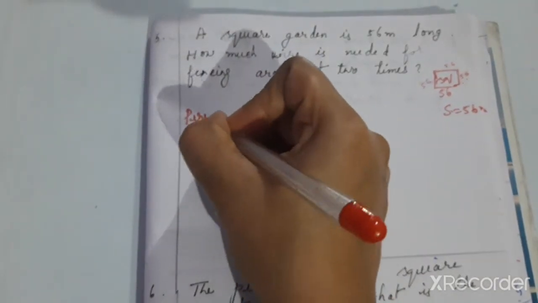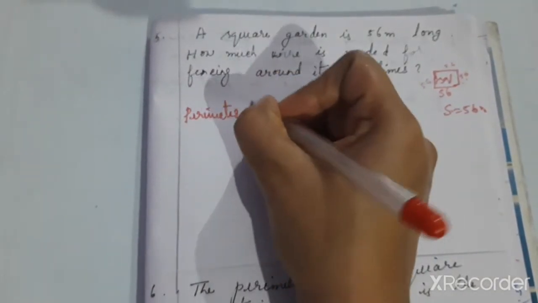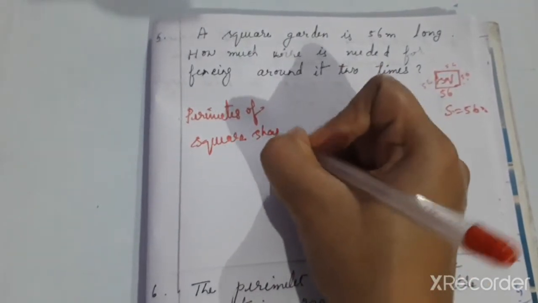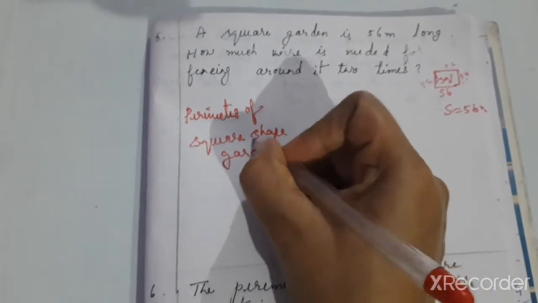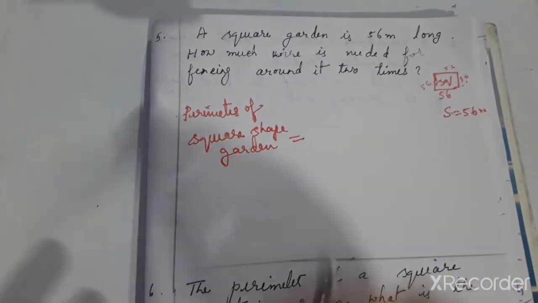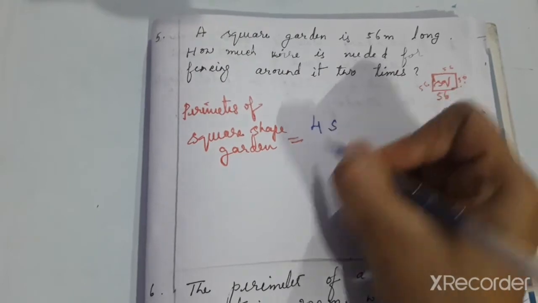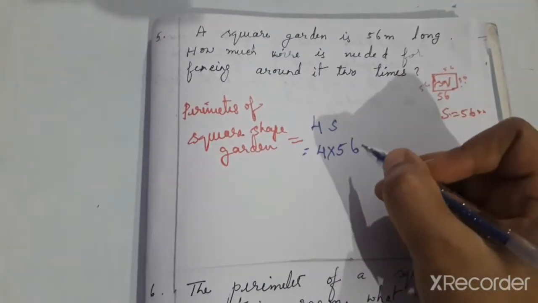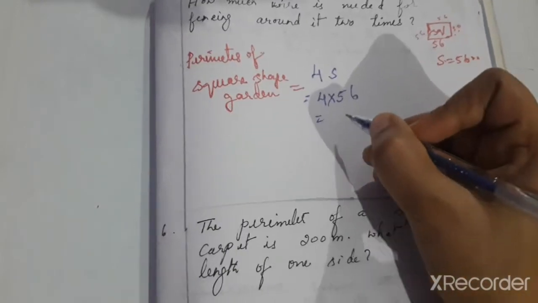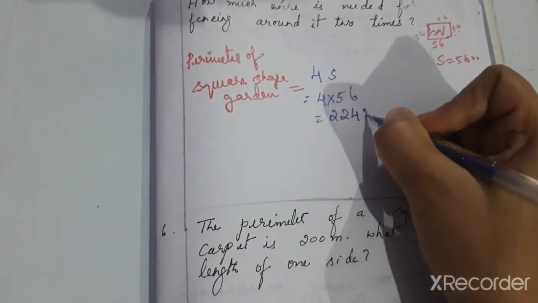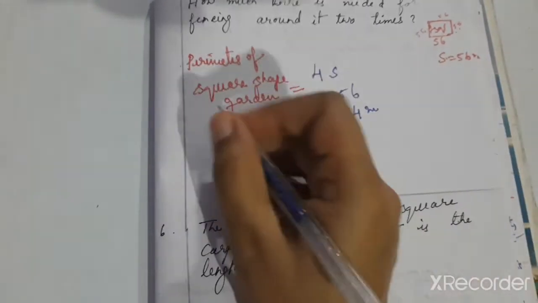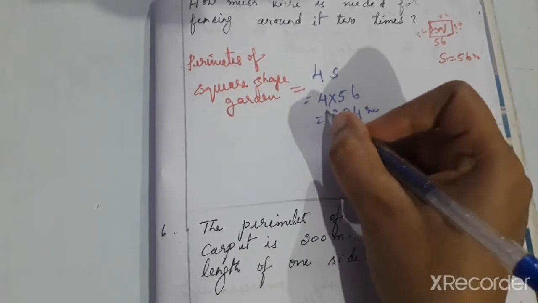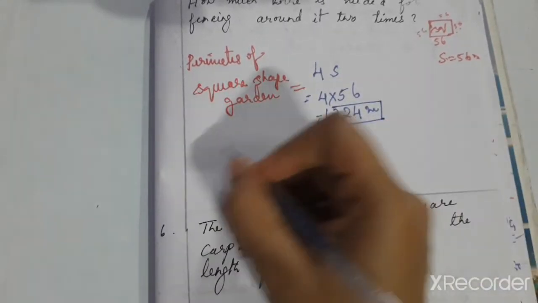Now, perimeter of a square shaped garden, what is the formula? 4S. 4 into S. The S value is 56. 4 into 56 is 224 meter. This is the fencing for one round, which means the perimeter of the garden.